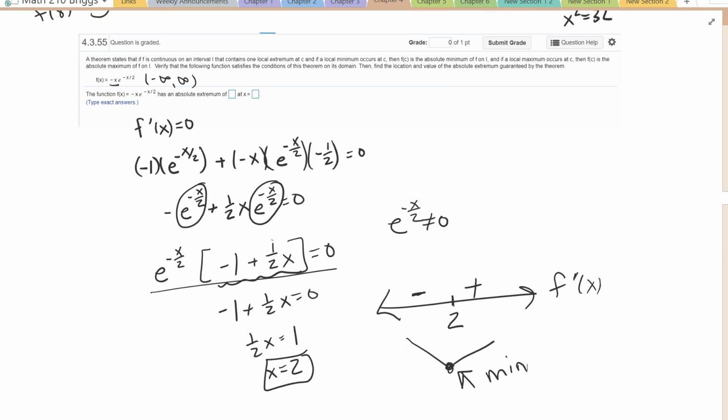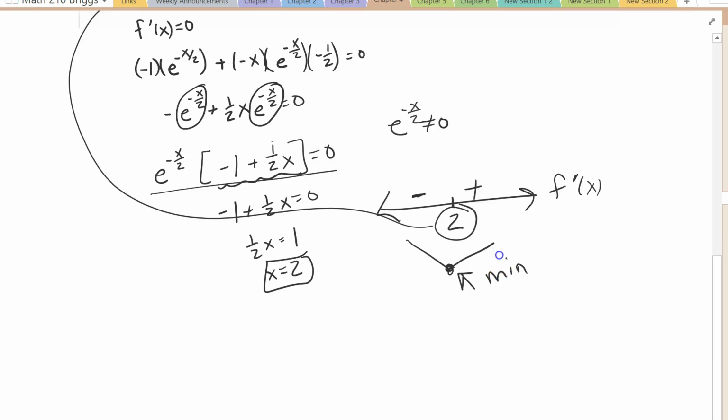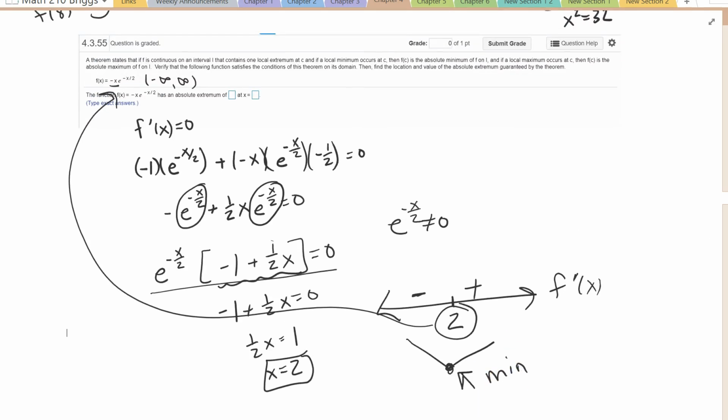So it has an extremum at, this is my critical point, so if I plug that into the function, it's going to give me the value, and then that's going to be at x equals 2. So hopefully that kind of clears up what's going on there.